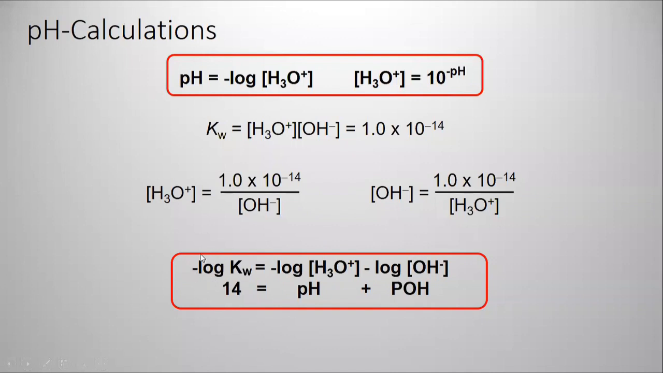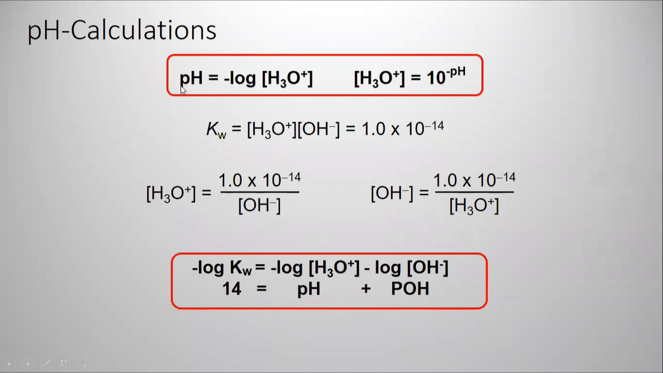Every time you take minus log, that is a p. So p here, this letter p, is an operator in chemistry. Every time you take, say, px, that means minus log x. pKa means minus log Ka. pKb is minus log Kb, pKw is minus log Kw.